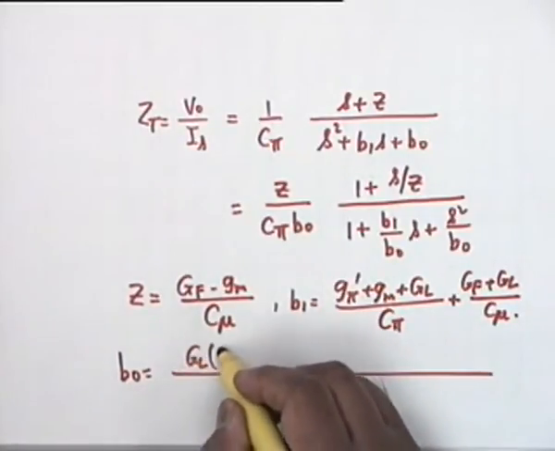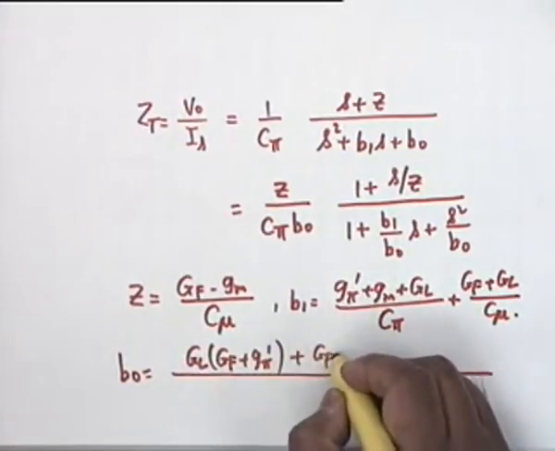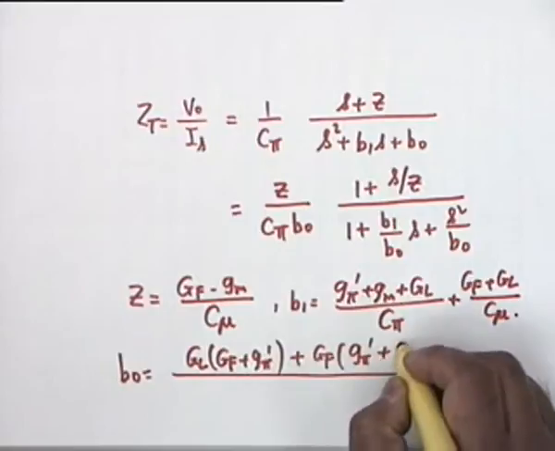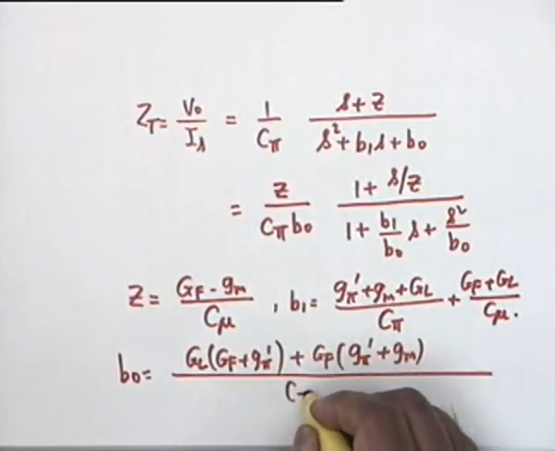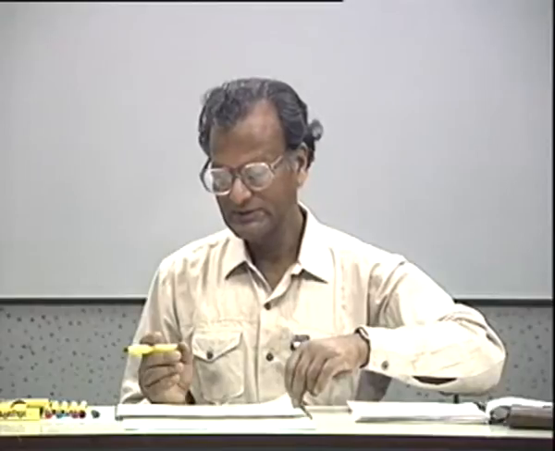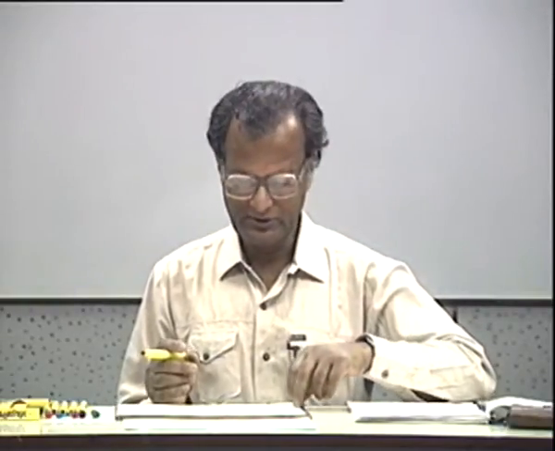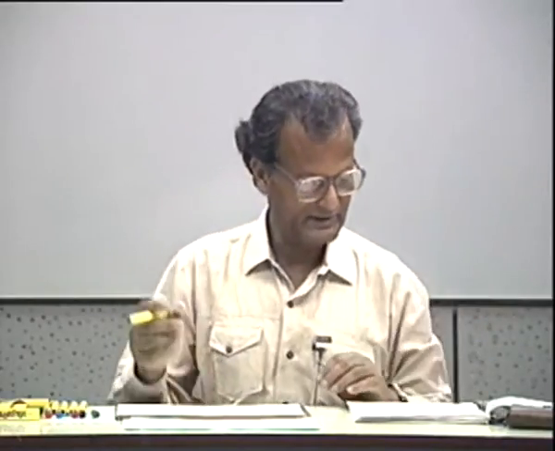Gl Gf plus G pi prime plus Gf G pi prime plus Gm divided by C pi C mu. Let us not get lost in the complication of these expressions. These come by algebra, but nevertheless you keep this, because in order to do a numerical design or analysis, you shall require these formulas.